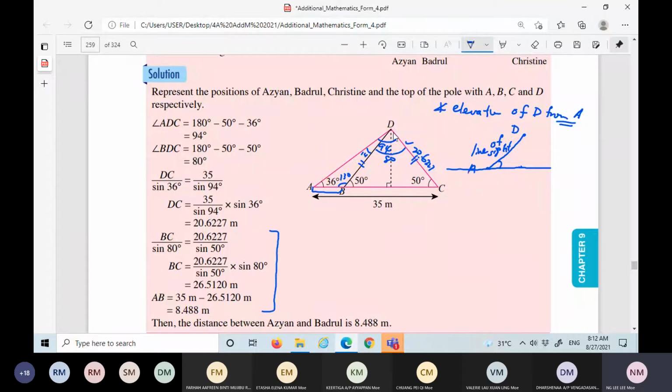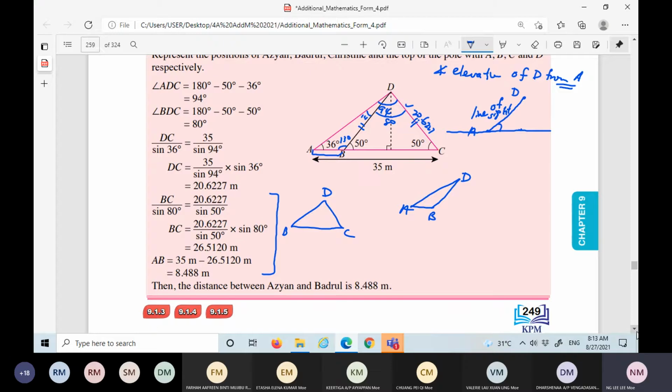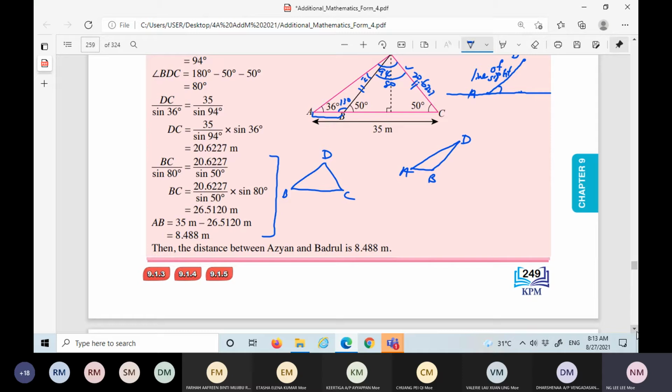Either you use this triangle, D, B, C, or another alternative is to use this triangle, A, B, D. Both give you the same answer. If you want, you can go and try it yourself after this. So this is for example 6. Now we go through the questions.